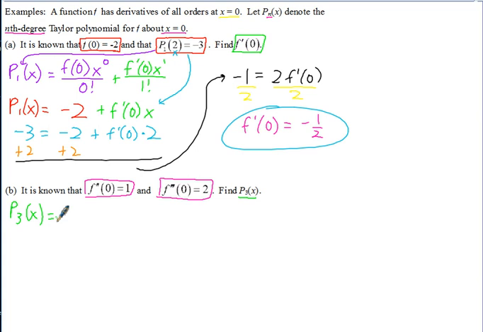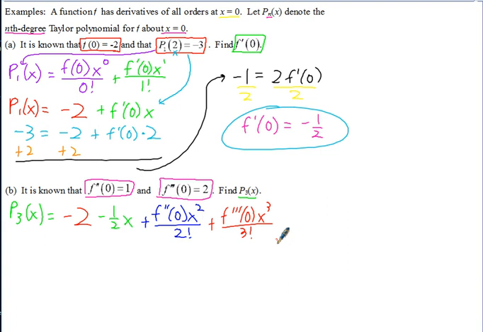So we know the first term is negative 2. We just have to go a little further. We know the second term is, well, it was f prime of 0x, but we just figured out f prime of 0 is negative 1/2, so that's going to be negative 1/2 x. So no need to find those again. But now we have to follow the pattern. So after f prime of 0, x to the first over 1 factorial, the next term after that would be plus f double prime of 0, x to the second over 2 factorial. And then the term after that, for this third degree, so we've got to keep going, would be f triple prime of 0, x to the third over 3 factorial. So we just have to simplify those.